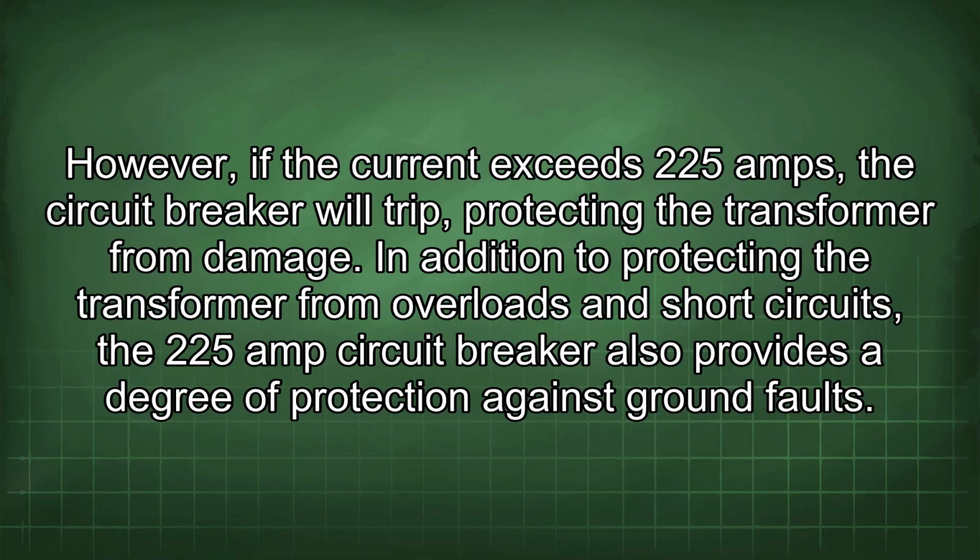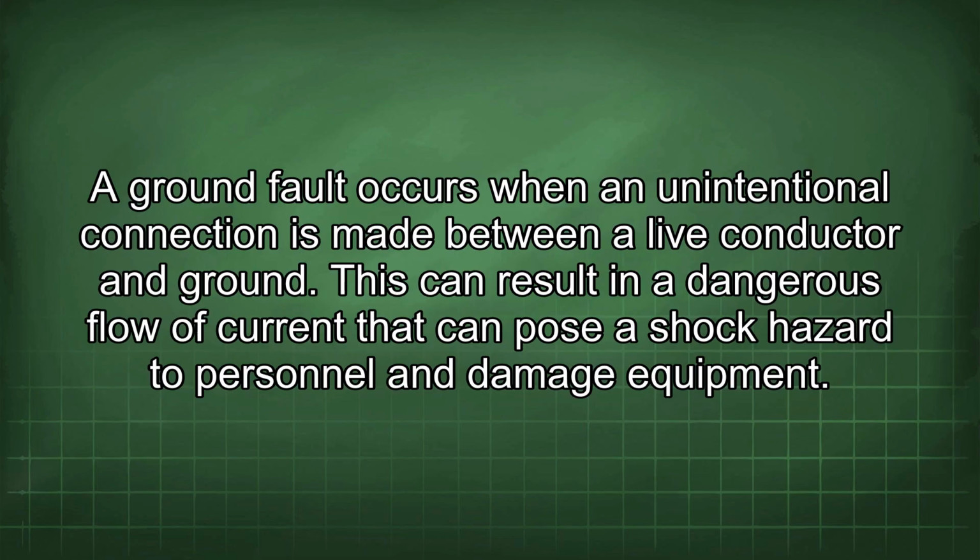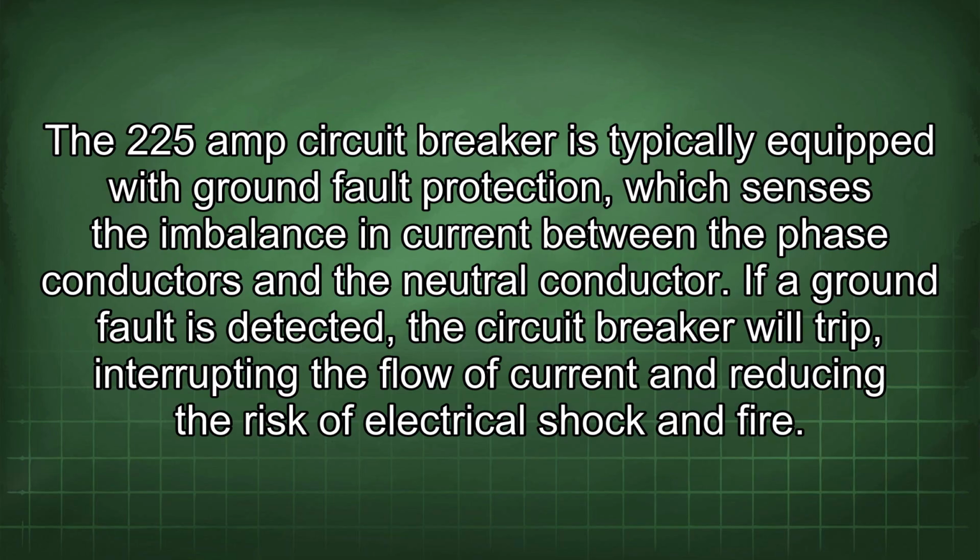In addition to protecting the transformer from overloads and short circuits, the 225 amp circuit breaker also provides a degree of protection against ground faults. A ground fault occurs when an unintentional connection is made between a live conductor and ground. This can result in a dangerous flow of current that can pose a shock hazard to personnel and damage equipment. The 225 amp circuit breaker is typically equipped with ground fault protection, which senses the imbalance in current between the phase conductors and the neutral conductor. If a ground fault is detected, the circuit breaker will trip, interrupting the flow of current and reducing the risk of electrical shock and fire.